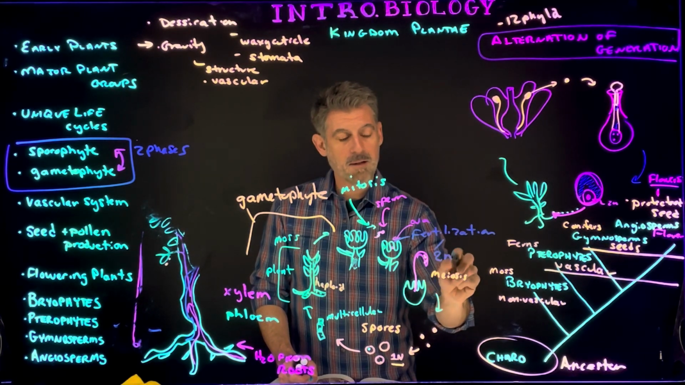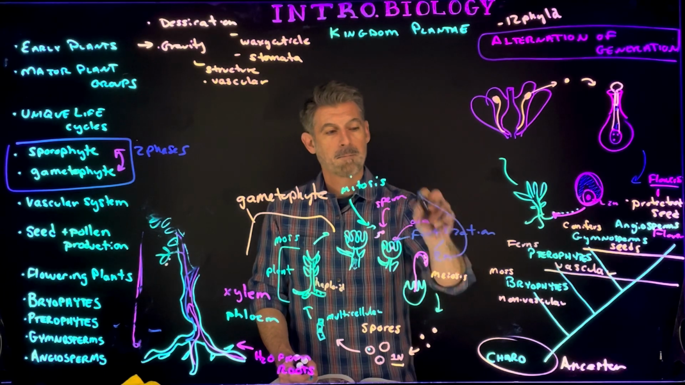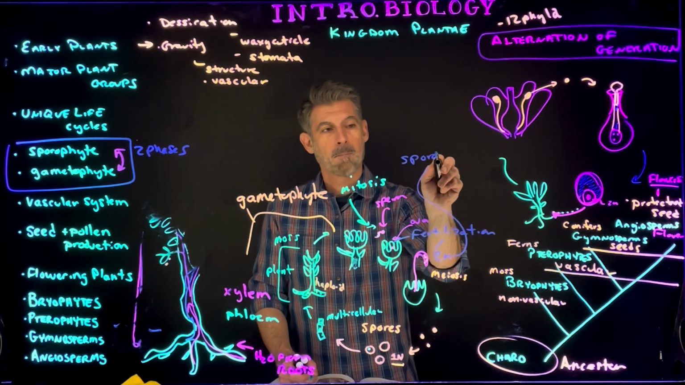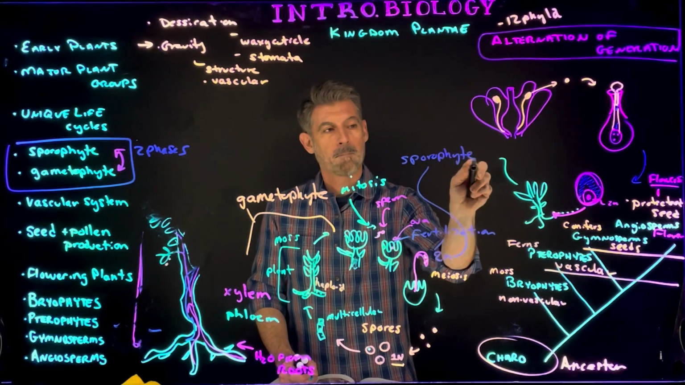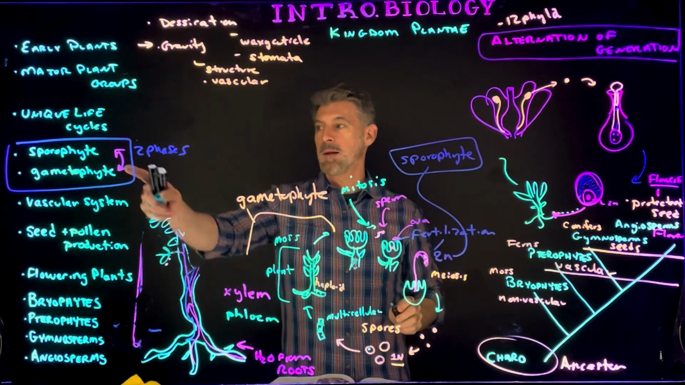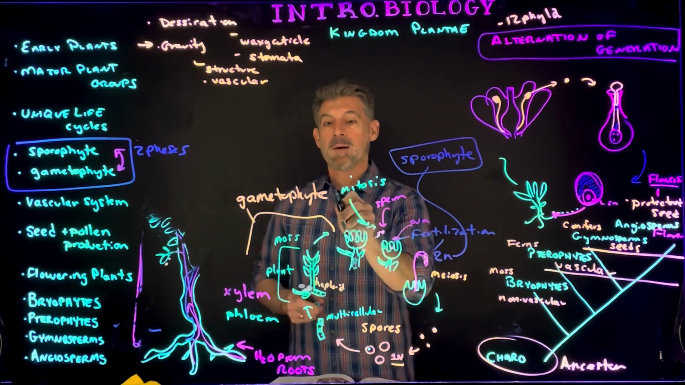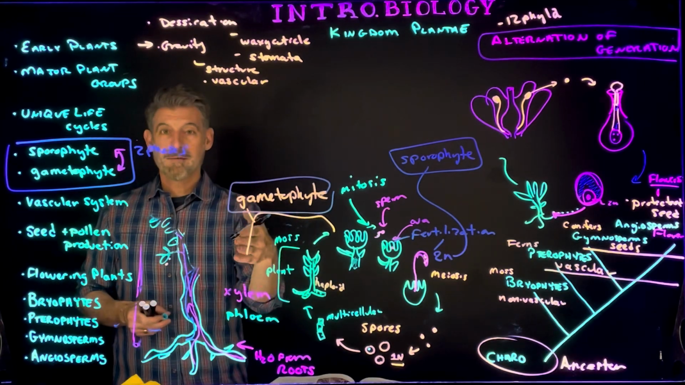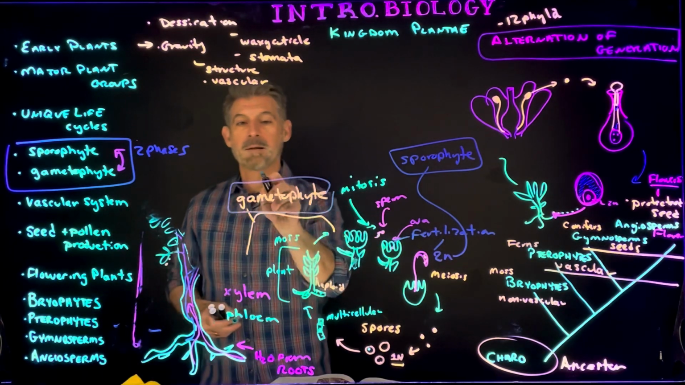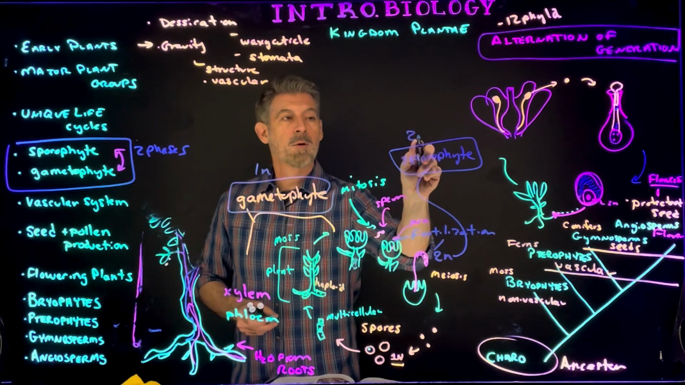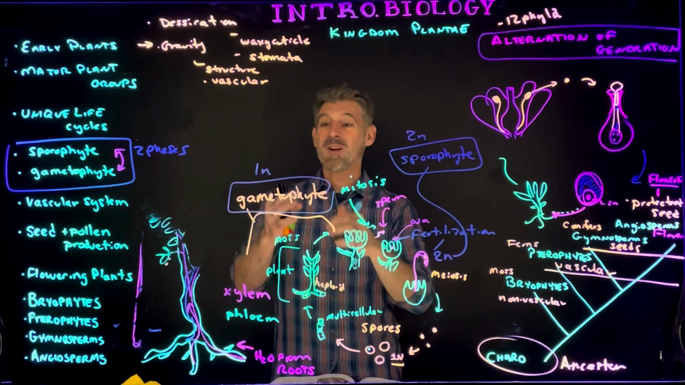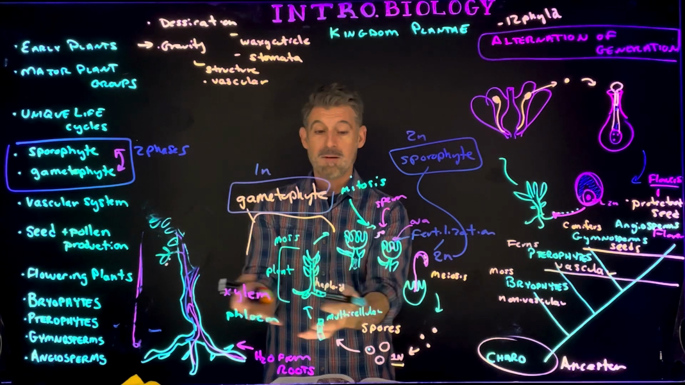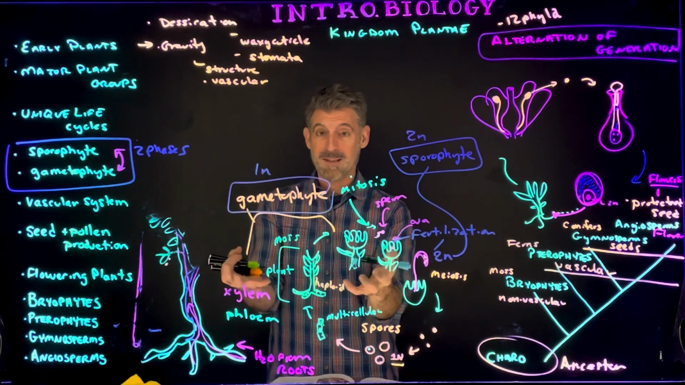Fertilization results in a 2N sporophyte plant. So we have two phases of the plant life cycle, the gametophyte and the sporophyte. The gametophyte is 1N, the sporophyte is 2N. Here, the gametophyte is actually the dominant form. It's what we actually see as the plant.